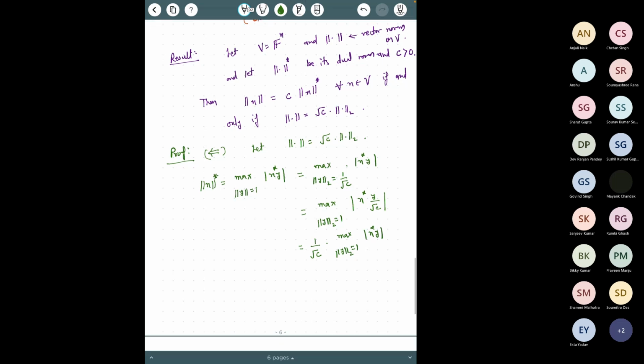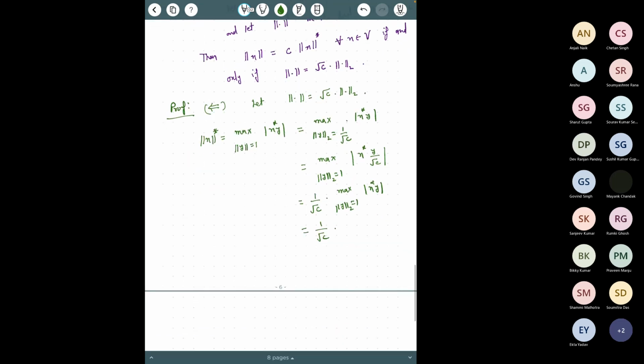But then what is the right hand side? Can you tell me what is this quantity here? It is the dual of the 2 norm. So I can write this as this one. But we know that the dual of the 2 norm, we have already seen in the previous example, that the dual norm of a vector is the norm itself, right? For the 2 norm, the dual norm is the norm itself. So this is the same as this one.